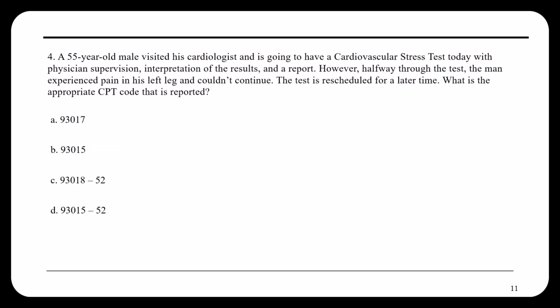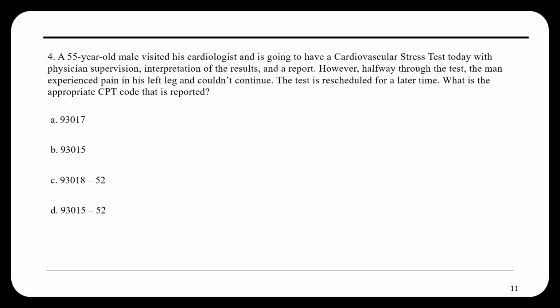A 55-year-old male visited his cardiologist and is going to have a cardiovascular stress test today with physician supervision, interpretation of the results, and a report. However, halfway through the test, the man experienced pain in his left leg and couldn't continue. The test is rescheduled for a later time. What is the appropriate CPT code that is reported? Well, when I look at this, I know that he couldn't finish the test. So they can't take full credit for the test. He didn't finish it, but they can have partial credit.